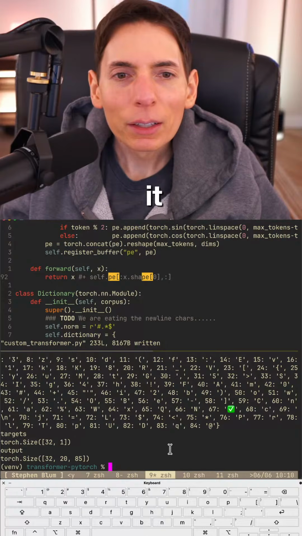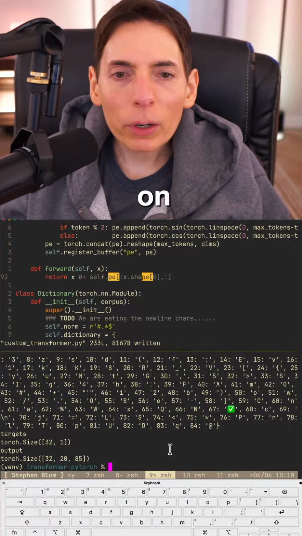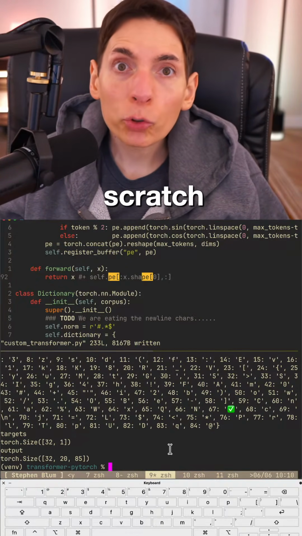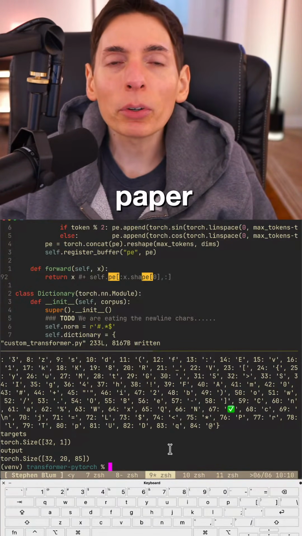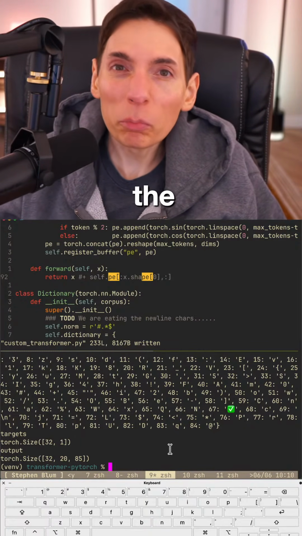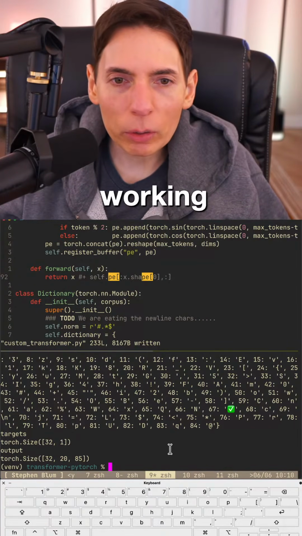Got it. How's it going there? What are we working on? We're fixing our ChatGPT. We're building ChatGPT from scratch, from the Attention Is All You Need paper, and we're building the decoder. We succeeded. We basically built the decoder completely. We've just run into a few issues that we're currently working on.